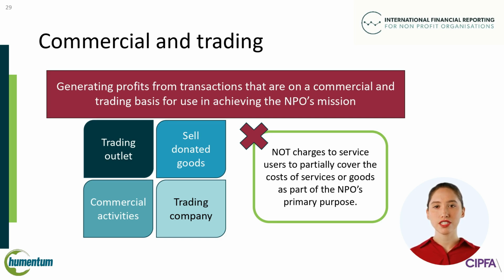Some NPOs make a charge or expect a contribution to partially cover the costs of services or goods they provide as part of their primary purpose. The costs associated with generating income in this way are not fundraising costs, as they are part of the NPO's operating model.